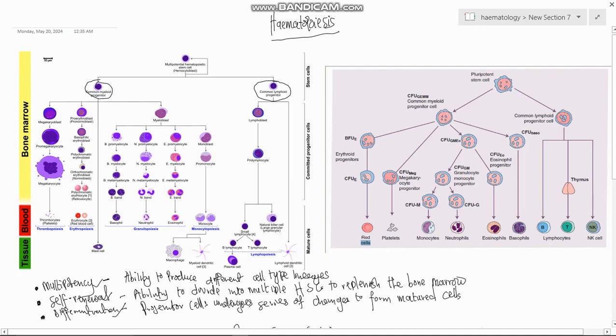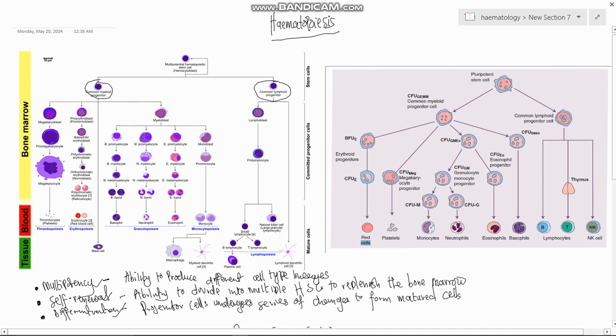Okay, and in each lineage there is differentiation. For instance, when we take the megakaryoblast or the megakaryocyte progenitor cells, they undergo a series of maturation to produce what we call the platelets or the thrombocyte. When we also take the proerythroblast or the erythroid progenitor, it can also mature to produce what we call the erythrocyte. So under each progenitor there is also a differentiation to form matured cells.